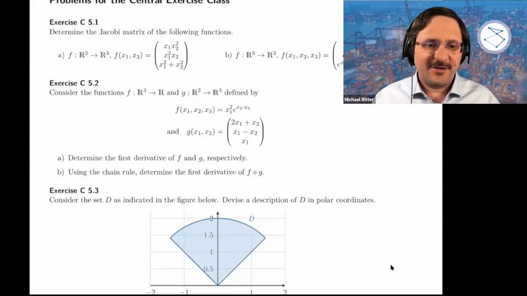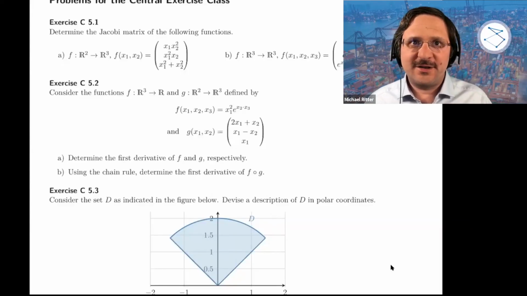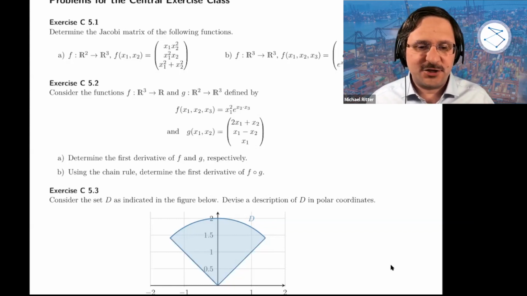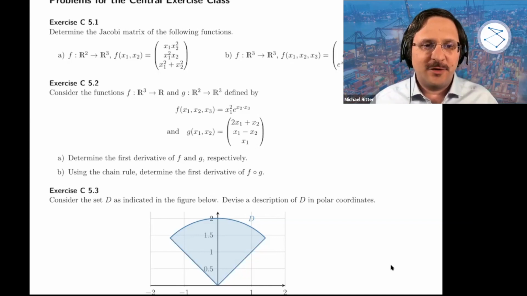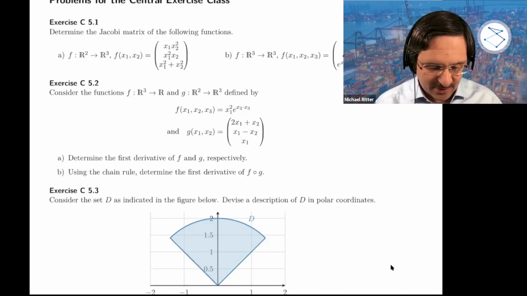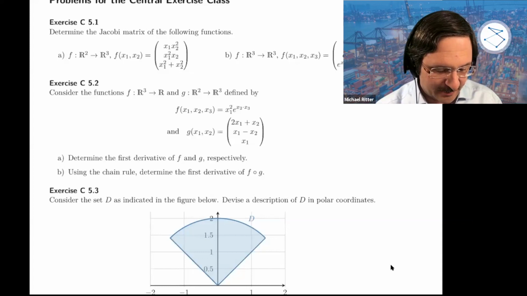So we'll be discussing sheet number 5 today. Here's sheet number 5. And as you can see, the main topic of that sheet is differentiation in higher dimensions. And also we'll discuss polar coordinates a little. So we'll start right away with C5.1, where we have to determine the Jacobian matrix of functions that are multivariate.